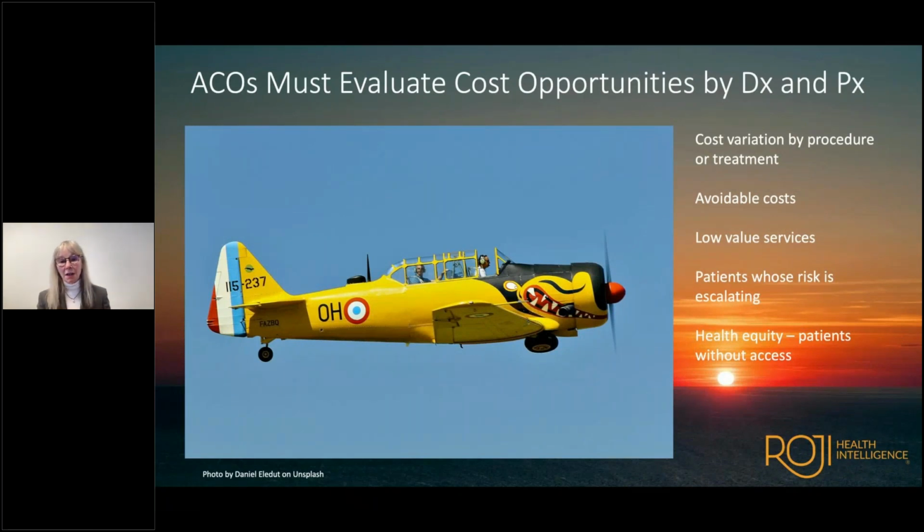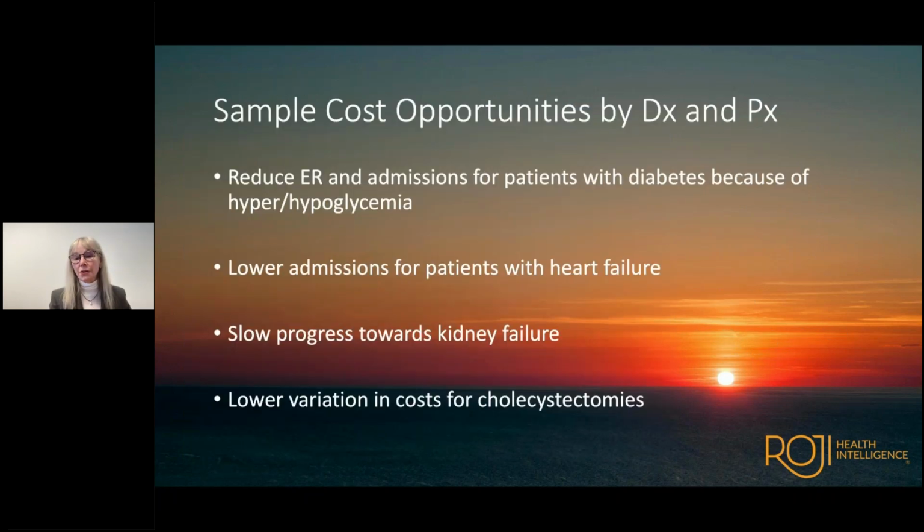You really need to dig down into diagnoses and procedures and avoidable costs, low value services, patients whose risk is escalating, health equity, patients without access, which end up costing money on emergency room use and admissions and mortality. So, a sample of opportunities going into those diagnoses and procedures. These are just things off any major player list. You can reduce the ER and admissions for patients with diabetes because of hyper and hypoglycemia. You can lower admissions for patients with heart failure, slow progress towards kidney failure, and lower variation in cost for your procedures. Now, are these easily done?